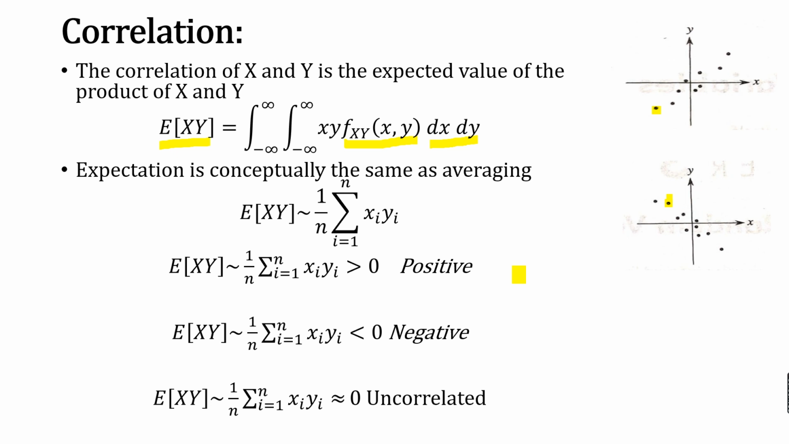And uncorrelated, where the correlation is 0 here. An example for this uncorrelated case is this graph. These 2 points and these 2 points are equal and opposite, so they cancel, and these two are equal and opposite, they cancel, and so on. As a result, correlation can be positive, negative, or uncorrelated.